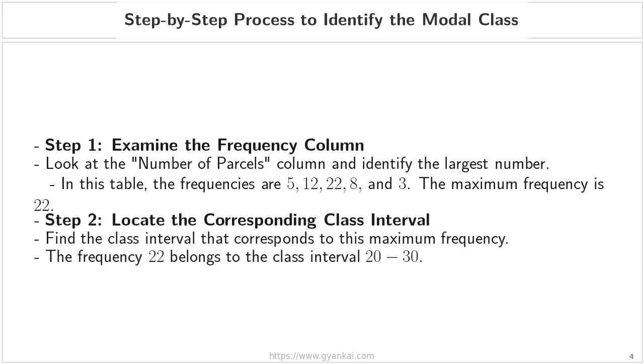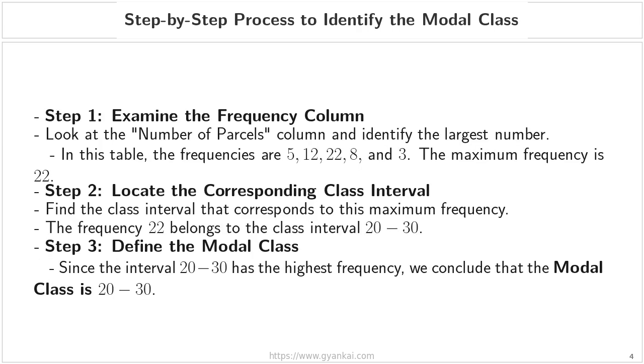Moving on to step 2, we need to locate the corresponding class interval. Now that we've identified 22 as our highest frequency, we look directly to the left to see which weight range that number belongs to. By looking across the row, we can see that the frequency of 22 corresponds to the class interval of 20 to 30. Finally, we reach step 3, where we define the modal class.